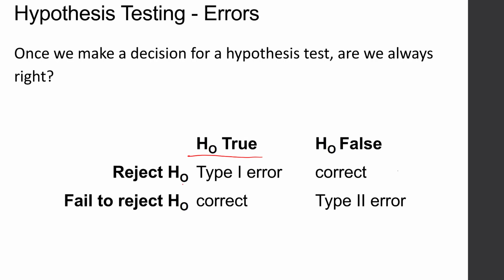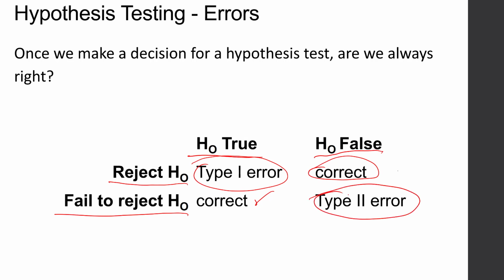We make one of two decisions. If we reject the null hypothesis and the null hypothesis is actually true, we've committed what we call a type 1 error. If we fail to reject the null hypothesis, but the null hypothesis was actually true, we were correct. If we're under the situation where the null hypothesis is actually false, and we reject the null hypothesis, then we're correct. If we fail to reject the null hypothesis, so we kind of stayed with it, but the null hypothesis is in fact false, then we've committed another type of error called a type 2 error.